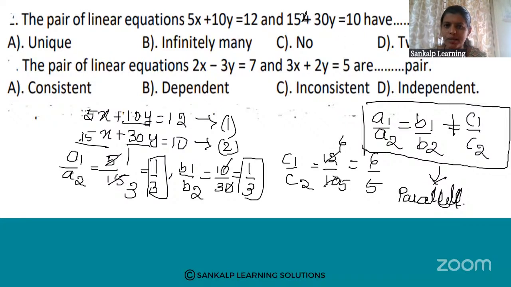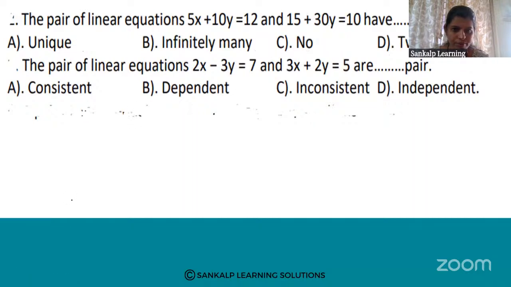Okay. So when lines are parallel, we don't get a solution. Right? When you will get unique solutions, when the lines are intersecting each other. When you will get infinitely many solutions, when lines coincide. When you will get no solutions, when the lines are parallel. This is totally wrong. Therefore, option C is right.